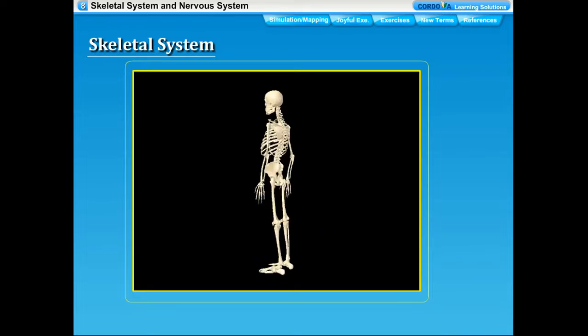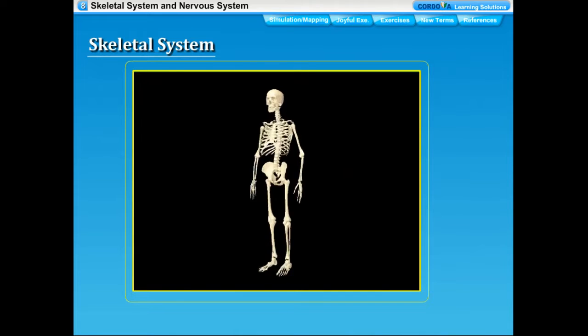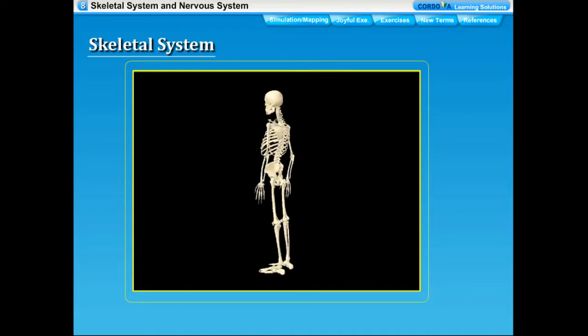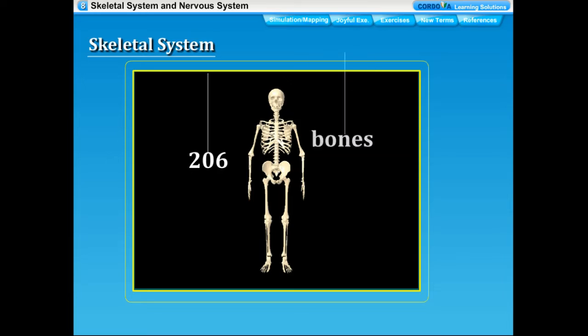Skeletal system. The framework of bones that gives shape, support and strength to our body is called skeletal system. An adult human skeleton has 206 bones of different shapes and sizes. For example, the leg and arm bones are long while chest bones are thin and rounded. At birth, a child has more bones, but with growth, some of them are joined together.